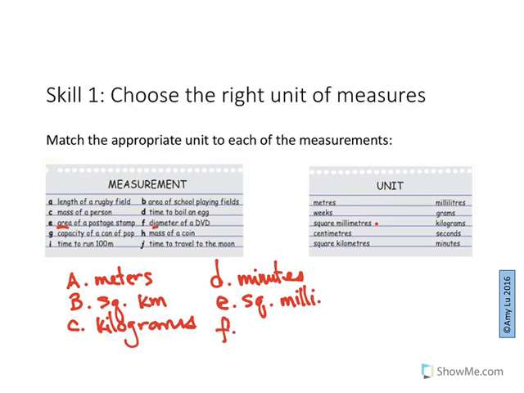F, diameter of a DVD. So if you have a DVD is round. The diameter means from one distance of the circle to the other side through the center. And a DVD is not very big, so when we measure that, we want to measure distance. Therefore, we would use centimeters.